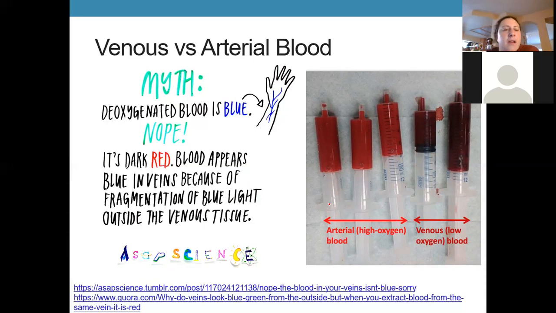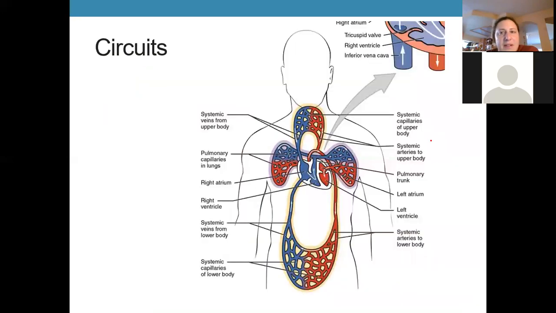from the outside. The reason why it actually looks blue is because the connective tissue surrounding the veins reflects the light in such a way that it looks blue instead. So this is a picture of a couple of syringes of arterial or oxygenated blood on one side, and then the deoxygenated venous blood on the other. And the reason why it's still red is because it's not actually out of oxygen, it just doesn't have enough to supply the tissues anymore. So that's one I like to make sure everybody's clear on, because it is a misconception. If you can see them, they look like they're blue. And the veins are blue, but the blood inside of them is not.